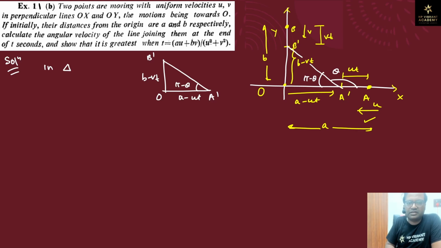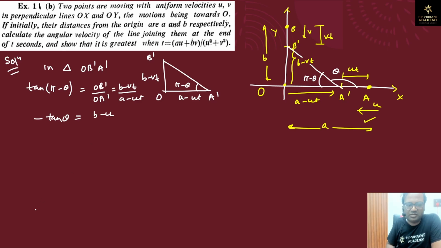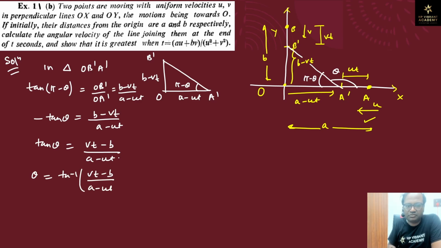So in triangle OB dash A dash, we have tan of pi minus theta equal to OB dash upon OA dash, which is equal to B minus VT upon A minus UT. So this is minus tan theta, so we have tan theta equal to VT minus B upon A minus UT. So theta is equal to tan inverse of VT minus B upon A minus UT.